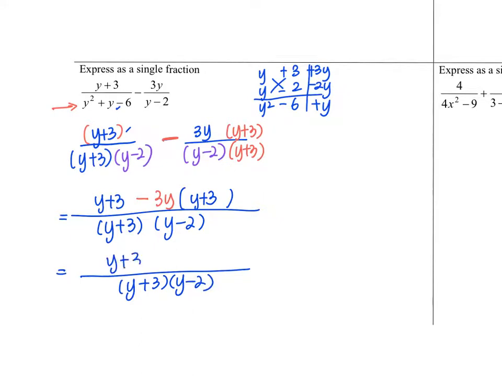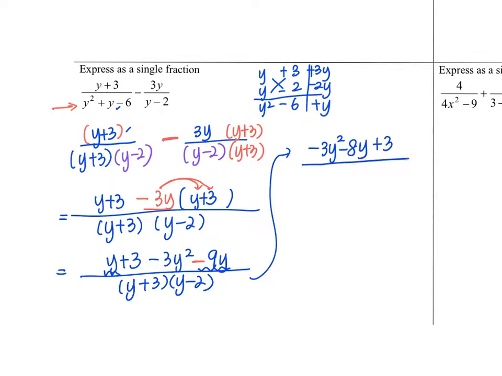Numerator is y plus 3, we keep it. Negative 3y times y, negative 3y squared. Negative 3y times positive 3 will give me negative 9y. Simplifying, we will get negative 3y squared, y minus 9y, that's negative 8y, and then our only number is plus 3, over y plus 3, y minus 2. Let's check.